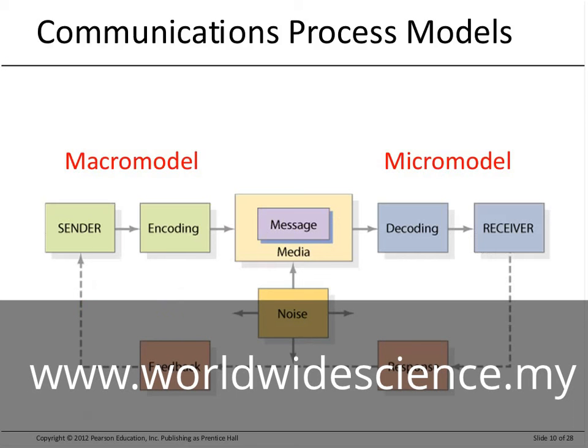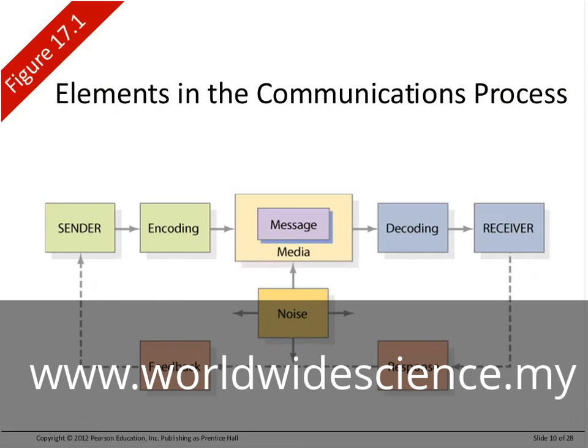And elements in the communications process. Every communication needs a sender. The sender is a person who sends a message, and sometimes the message needs to be encoded and after that decoded, because the level of information and level of awareness is different between sender and receiver. So it needs to encode and decode something.